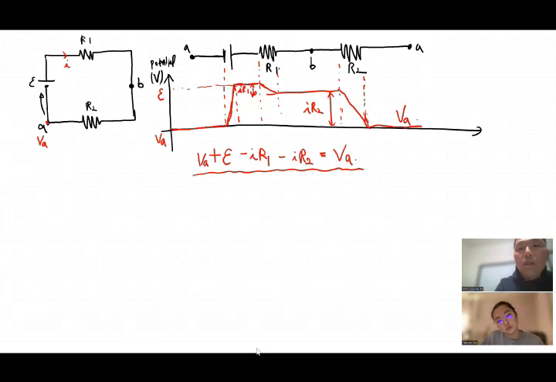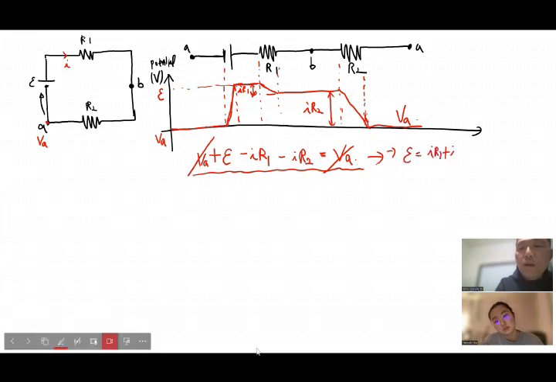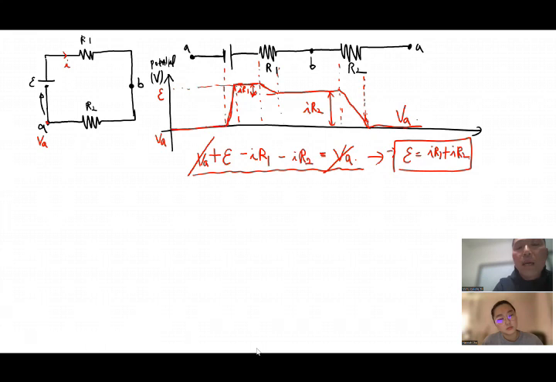You start from here and end up with the total net potential change, from epsilon to I R1 and I R2. So epsilon equals I R1 plus I R2. The amount of potential increase is equivalent to the amount of potential drop across the two resistors. So the total potential change is conserved.